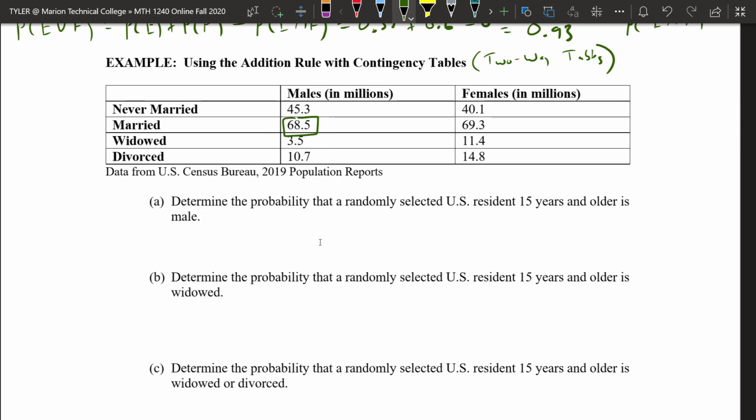So if you want to write that down, we can. This shows the marital status of males and females 15 years and older in the US, so US residents, and it shows here it's 2019. So this is for the year 2019.